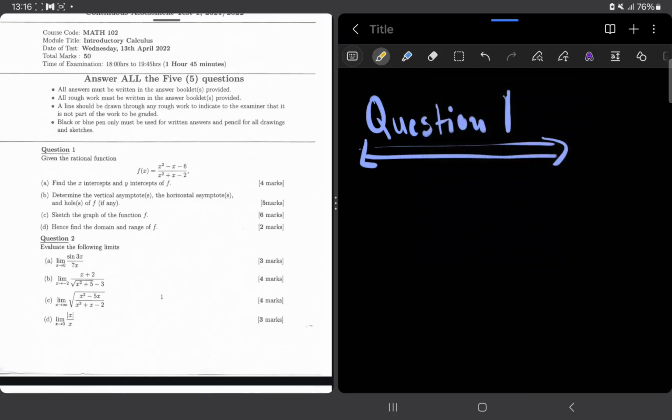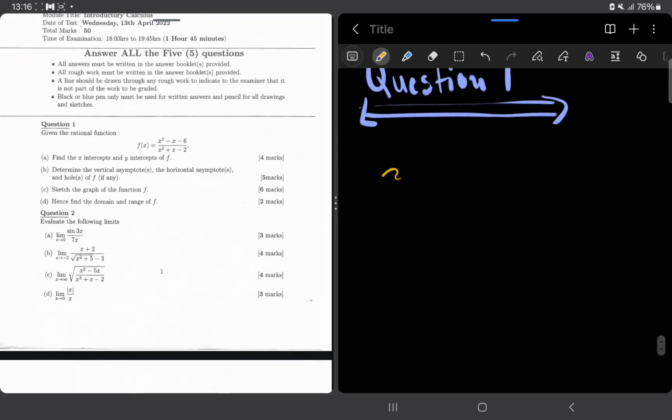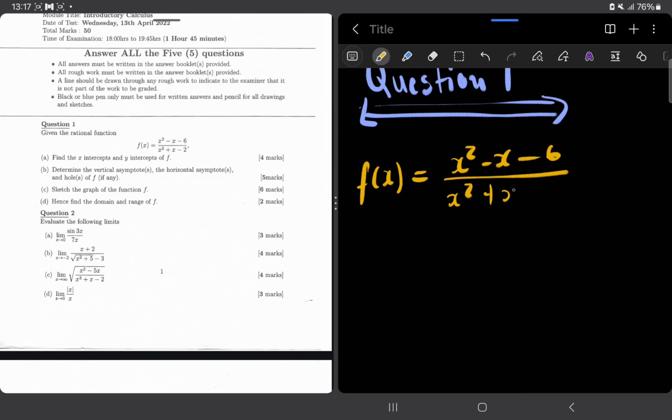All right, so here it is. It says, given the rational function f of x, so f of x is equal to x squared minus x minus 6 all over x squared plus x minus 2. Now, part A says, find the x-intercepts and y-intercepts of f. So this is not even hard. We do it in a very fast way.